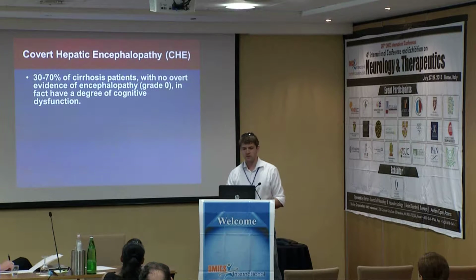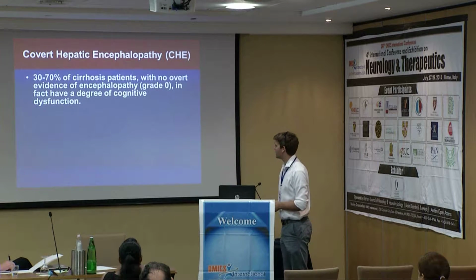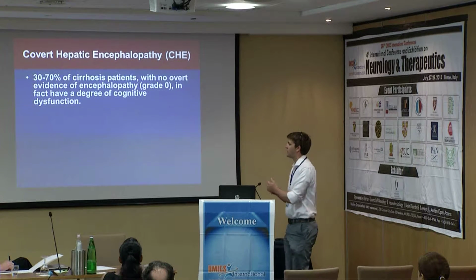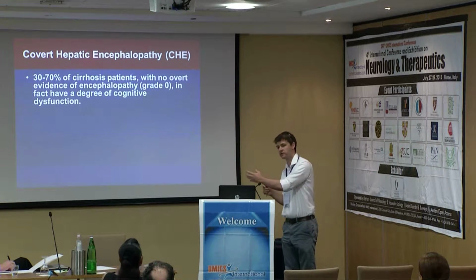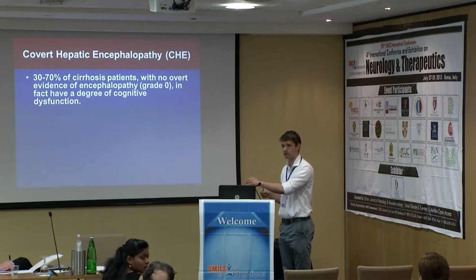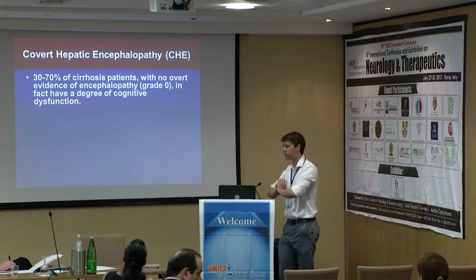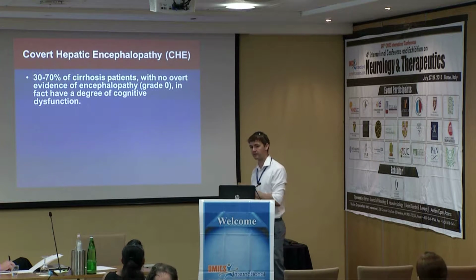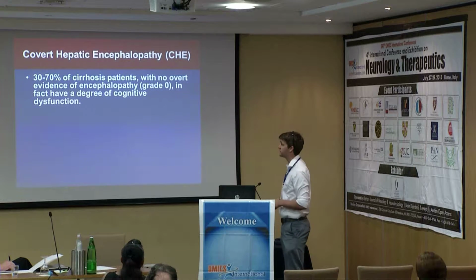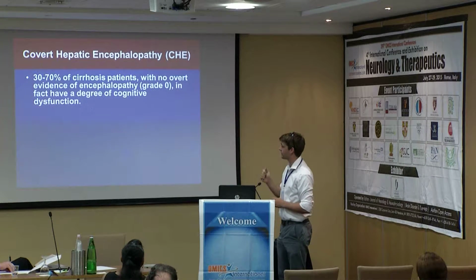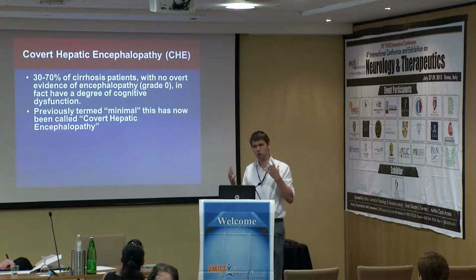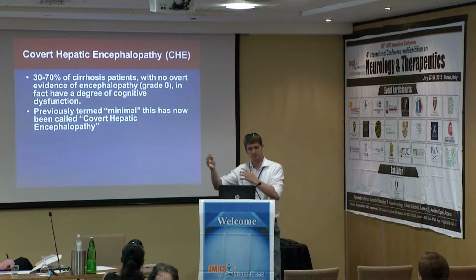Now, this is quite interesting. Remember I mentioned that it's a degree. In some patients who have cirrhosis and no evidence of encephalopathy whatsoever, for example you get them to put their hands out and there's no liver flap or anything like that, actually a significant proportion, a difficult proportion to estimate, but between 30 and 70%, some people say, in fact have a subtle cognitive dysfunction. This was previously called minimal hepatic encephalopathy, and now it's been renamed covert hepatic encephalopathy.